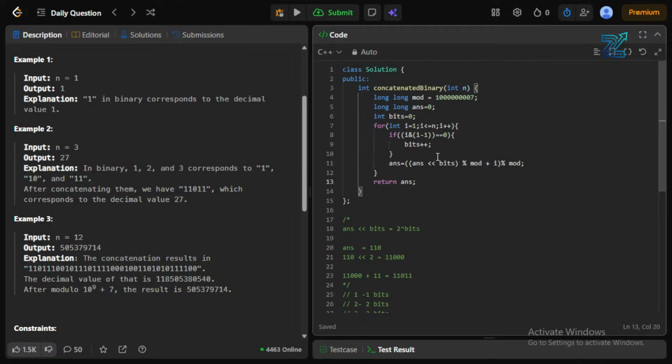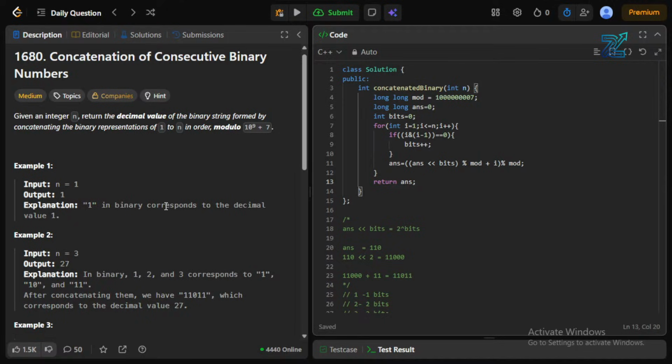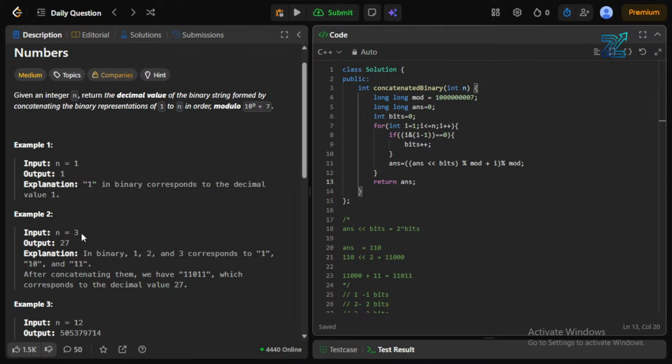So what are we doing? Why are we taking this? First, what does our question say? We need to return the decimal value of the binary string formed by concatenating the binary representation of numbers from 1 to n. What is the example we have? If our input is 3, we need to concatenate the binary values from 1 to 3: 1, 2 and then 3.